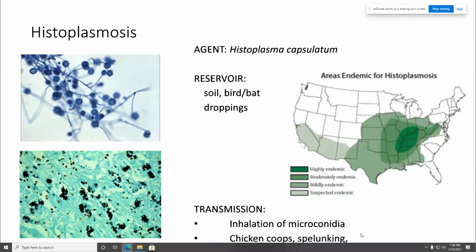We breathe these in. The classic questions on boards will tell you about a patient who has a hobby. They have a chicken coop, or they go spelunking and hang out in caves and things like that. Those are buzzwords for think histo. The boards have caught on. They stopped using those obvious things, and obviously most people get histo from things other than chicken coops and spelunking.